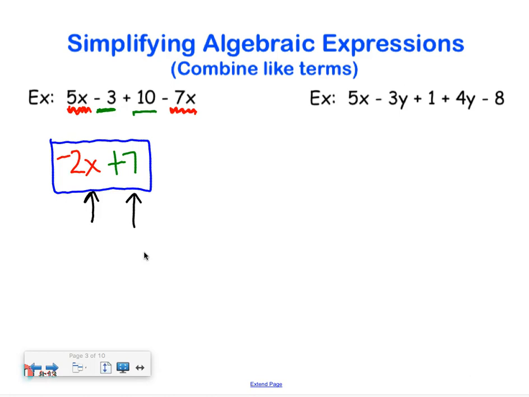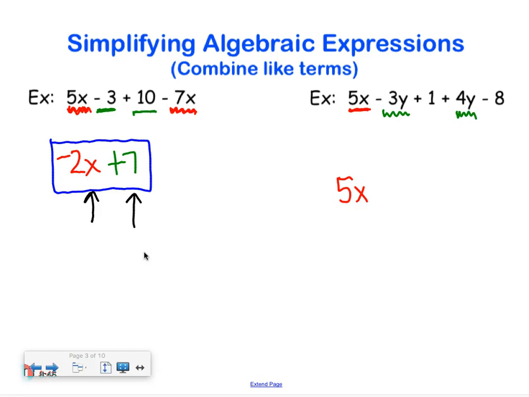Alright, let's move on to this one. So again, I'm starting with my 5x, and I'm looking for another term that has an x. Nope, that has a y. Nope, 1 doesn't, 4y doesn't, neither does the 8. So I'm just going to drop down my 5x because it's all by itself. Okay, and then I'm going to move on to the next one. Minus 3y. The 1 doesn't have any y's, but this 4y, that's a y, and the 8 doesn't.